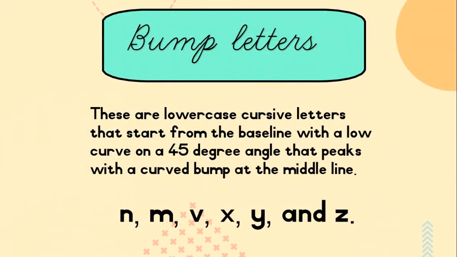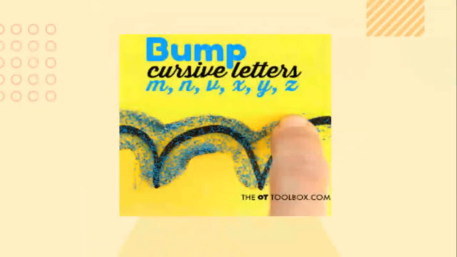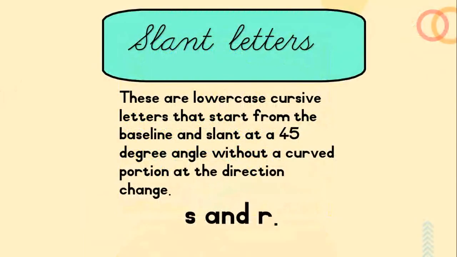Next we have the bump letters, and they start at the baseline with a low curve that peaks with a curved bump at the middle line. This is N, M, D, X, Y, and Z. This one's fun to do with bump cursive letters and using glitter glue where they can actually trace the bumps with their fingers and feel the rough edges of the glitter glue.